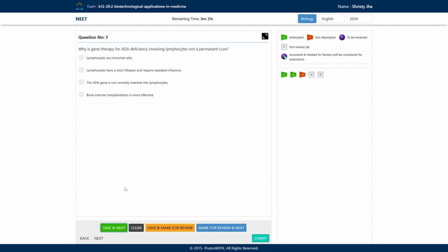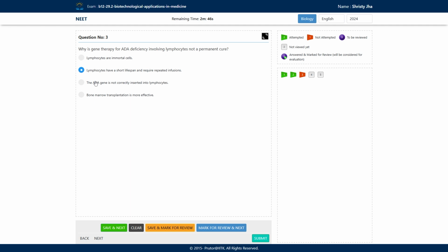I understand that you are not going to understand all this concept in today's class, but we will answer this question, and in the next class I think we will study this. So the options are: lymphocytes are immortal cells. No, as I said, they are not immortal cells. Then, lymphocytes have a short lifespan and require repeated infusions. As I said, the gene insertion has been done to lymphocytes, and lymphocytes have a short lifespan and require repeated infusion. That's why it cannot be permanently cured.